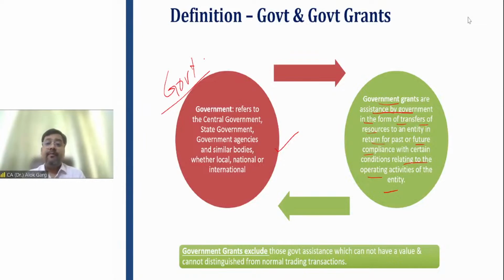Is that clear? So these government grants are the assistance which has a value that can be quantified in terms of value. But what is a government assistance? What is a government assistance? The government grant excludes those government assistance which cannot have a value and cannot be distinguished from normal trading transactions, right?